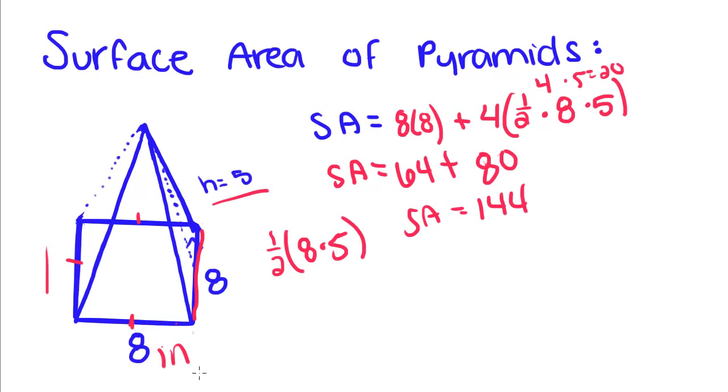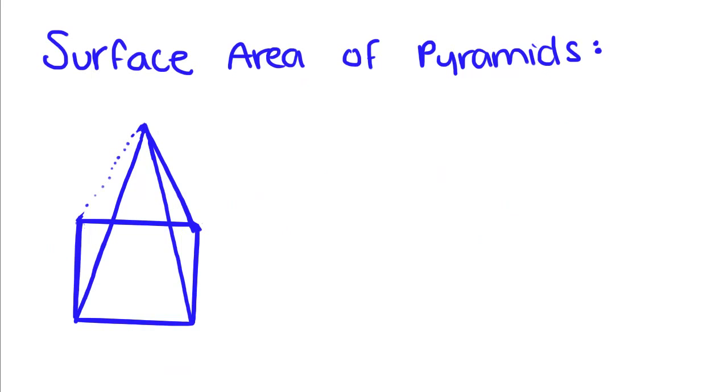And pretend they told us this was in inches. So we have 144 inches squared. Because remember, area is always a two-dimensional measurement. So we have to have units that show that we are measuring it two-dimensionally. So let's do one more example.